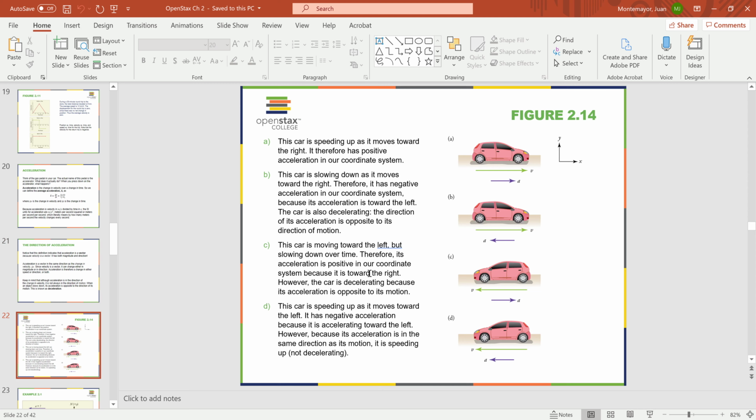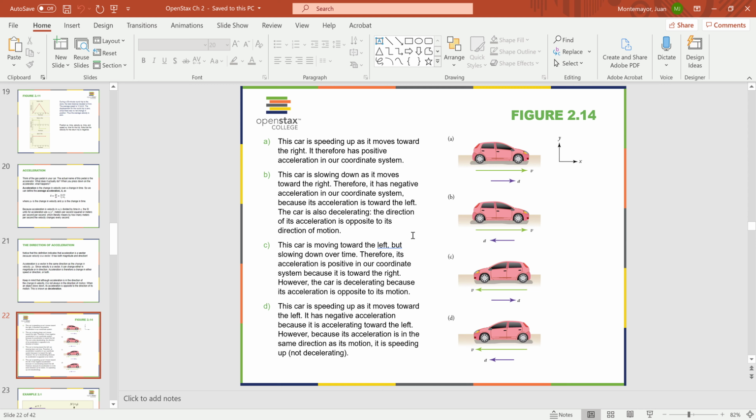So for A, B, C, D, we have this car is speeding up as it's moving towards the right. It is therefore a positive acceleration in our coordinate system because it is speeding up. This car for B is slowing down as it moves towards the right. Therefore, it has a negative acceleration in our coordinate system because it is accelerating towards the left. You see the arrow here for acceleration is towards the left because it is slowing down. The car is also decelerating. The direction of its acceleration is opposite to its motion. So, like I mentioned, even though your velocity is still to the right here, your acceleration is in the negative direction.